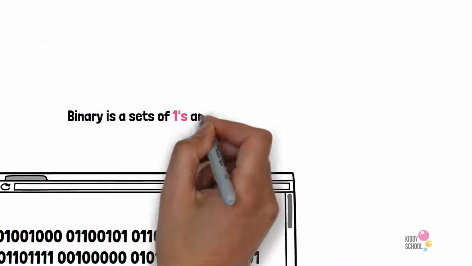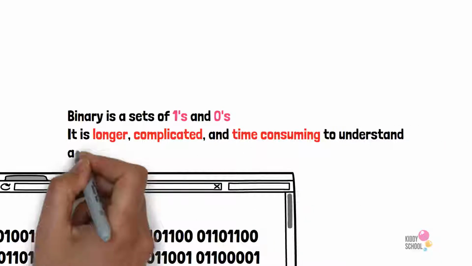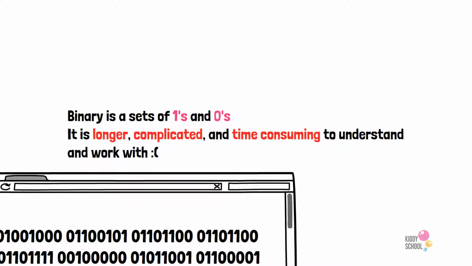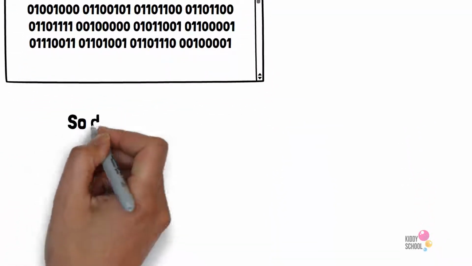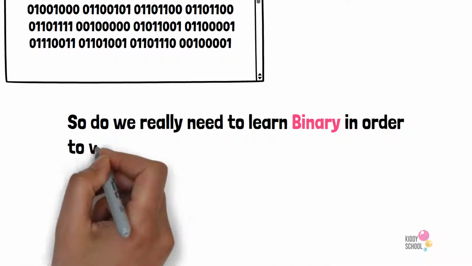Binary is a set of ones and zeros. It's longer, complicated, and time consuming to understand and work with. So do we really need to learn binary in order to work with computers?